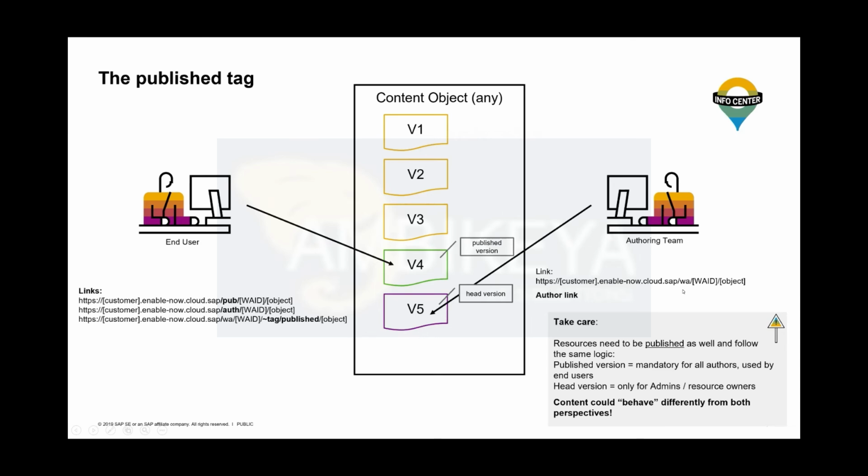For any author, it's always just work area ID object. No AUTH, no PUB, no tag published, and all links that do not come with one of those infixes point to the head version of the single object, and this is how authors would send preview versions of their work to others for review purposes, etc. And to access links like that, you need at least any authoring permission. So the minimum set of permissions you need for that purpose would be the SME profile, the subject matter expert profile.